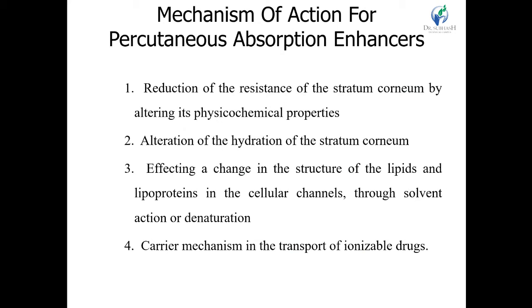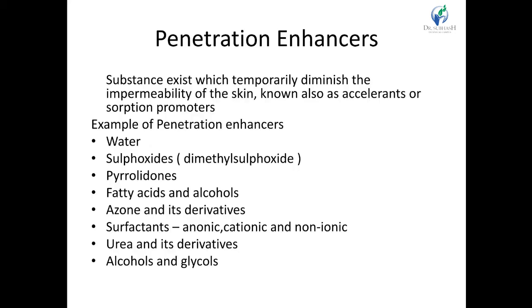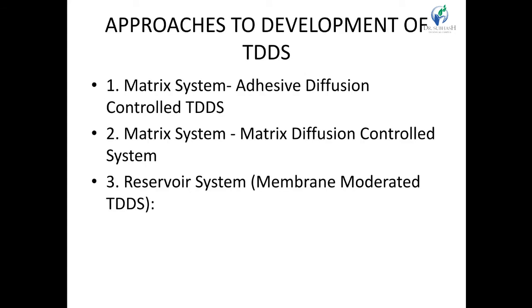Then after absorption by the stratum corneum, the drug penetrates through the viable epidermis, and is then taken up by the capillary network in the dermal layer, and goes to the systemic circulation. Penetration enhancers include sulfoxides like dimethyl sulfoxide, some fatty acid alcohols, azones, surfactants, alcohol glycols, and ionic, non-ionic, and cationic surfactants, which are widely used as penetration enhancers.